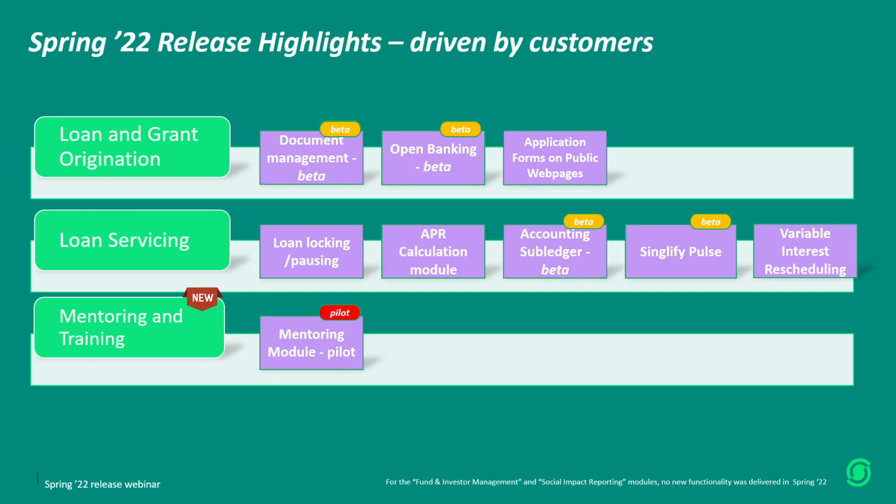Loan servicing is where the bulk of new functionality is being delivered. We have completely new features on loans, like for instance loan locking and APR calculation, but also updates to accounting subledger and to our offline processing capabilities in the shape of Singlify Pulse. And lastly, variable interest products had a number of upgrades and improvements, making them more robust and easier to reschedule. Last but not least, we have built a new mentoring module, which we are piloting with a small number of customers.